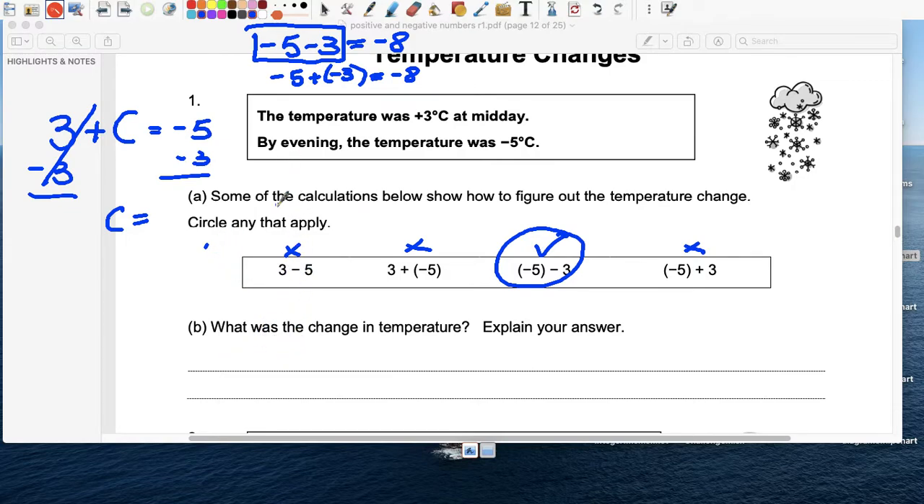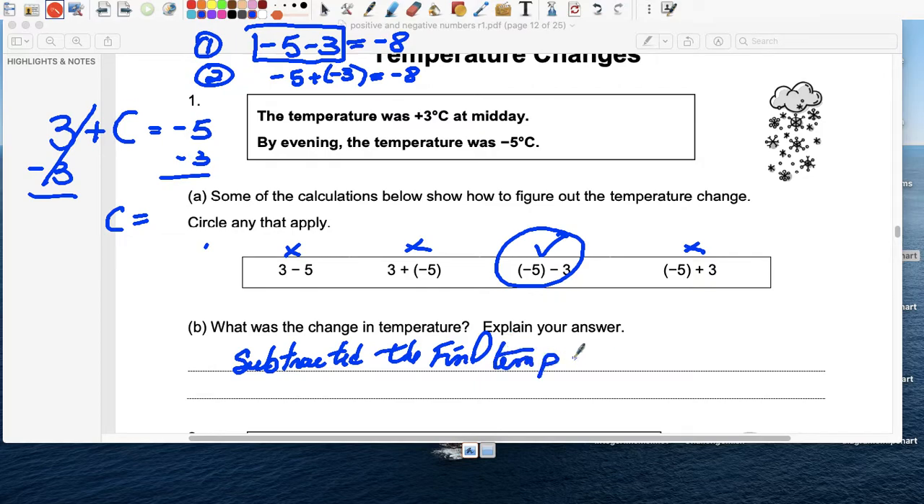To find the change in temperature, depending on whether you use 1 or 2, I subtracted the final temperature, which was -5, minus the initial temperature, or the starting temperature, however you want to call it. The starting temperature.